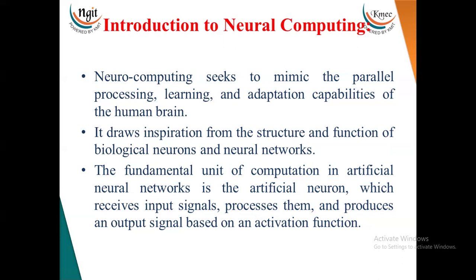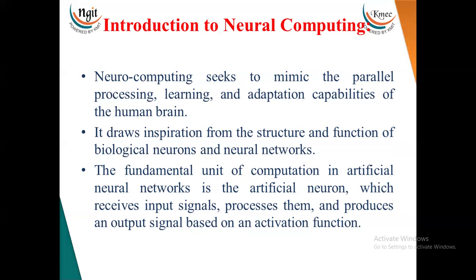Next, we will draw the complete structure and functionality of the human brain and convert it into the artificial neuron. All these things we'll discuss in depth in the further sessions. For now, just understand what is meant by neural computing. The basic aim of the artificial neural network is to create an artificial neuron which takes some input as a signal, processes it, and produces an output signal based on some activation function. I'll just brief it.